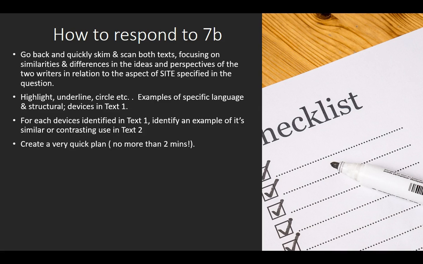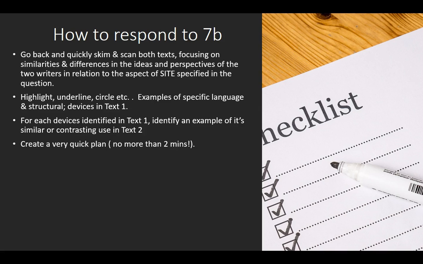Whilst you only have 14 minutes to answer 7b, it is a good idea to create a very quick plan, the kind of thing that I've shown you in other lessons. So create a spider diagram or a mind map plan or a bullet plan, so that you make sure you've got the evidence from text 1 and text 2. Because you've only got 14 minutes, or 12 minutes once you've spent 2 minutes planning, in reality you're only going to be able to cover 3 or 4 similarities.